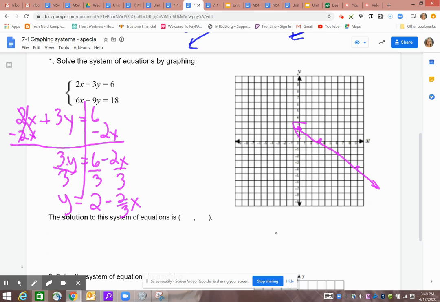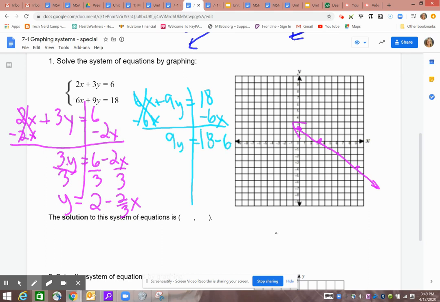Okay, now I'm going to use a different color. I'm going to use this blue. So my second equation, I have 6x plus 9y equals 18. Again, in order to find my slope and y-intercept, I've got to get the y alone. So the first thing I'm going to do is subtract 6x on the left, and subtract 6x on the right. So when I do that, my 6x's cancel. That's what I was hoping for. And I've got 9y, which equals 18 minus 6x.